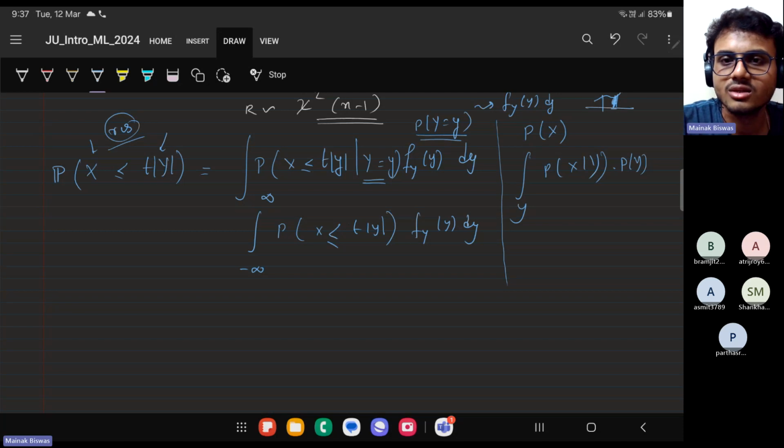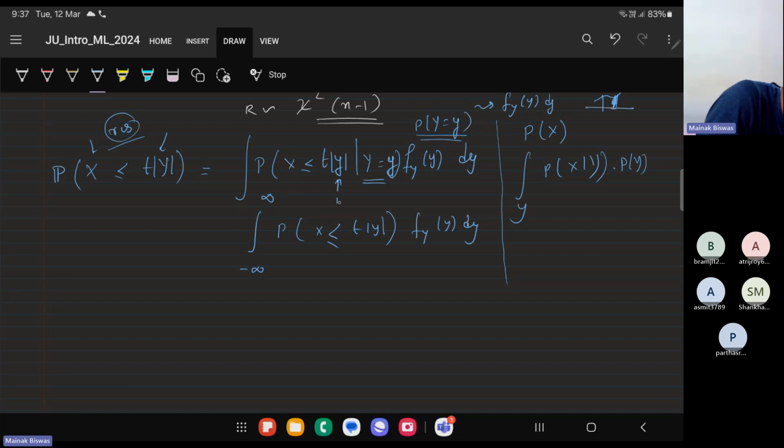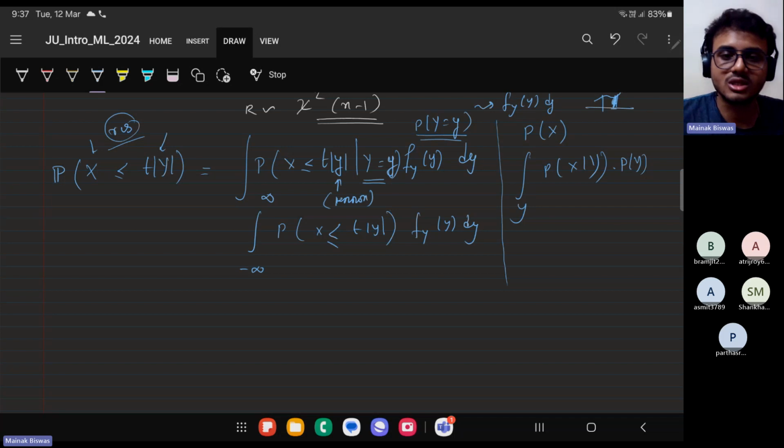Ask a question if you're not clear. So the advantage here is I have put y equal to some small y, and this is known. Now it is known, which was not known previously. So this is why conditioning is known as the heart of statistics. If you know how to condition, you can solve all problems. Do the assignment, you'll understand. You have conditioned on y, you get x less than or equal to ty, right?